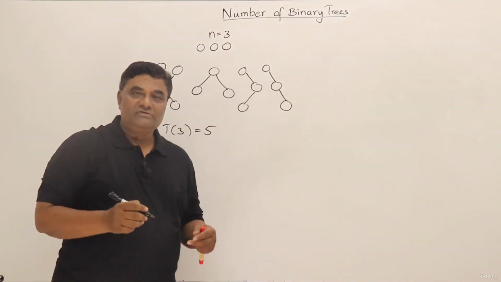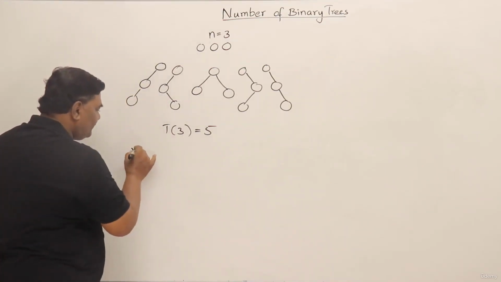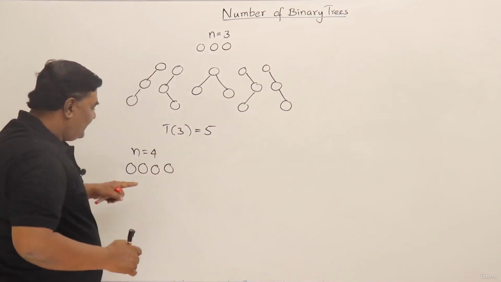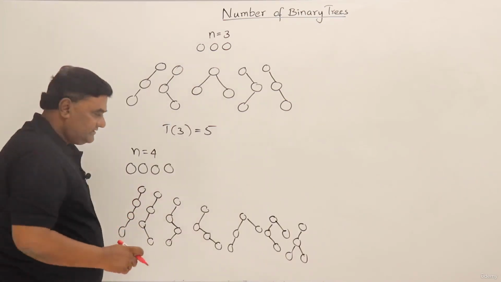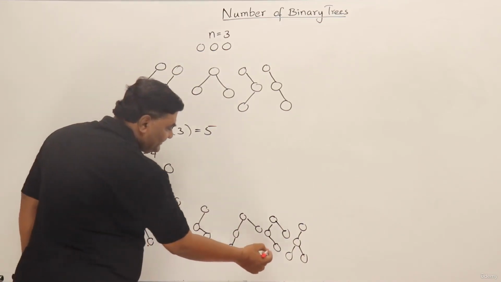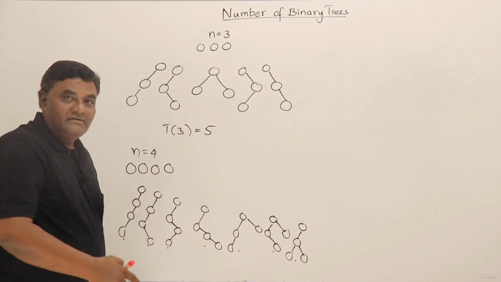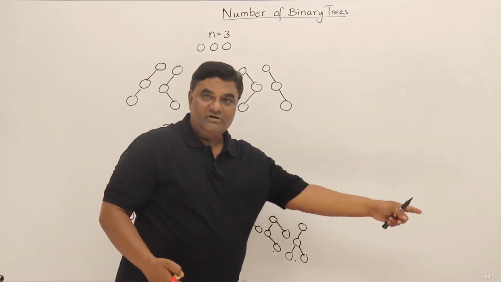Next, if there are 4 nodes, then how many different shaped binary trees can be generated? So I'll take 4 nodes. Number of nodes are 4. These are 4 unlabeled nodes. I will draw different shaped binary trees here. So here I have generated a few. Look at them. First one, second, third, fourth, fifth, sixth, 7. I have drawn 7. Then I can take the mirror images and I can draw 7 more.